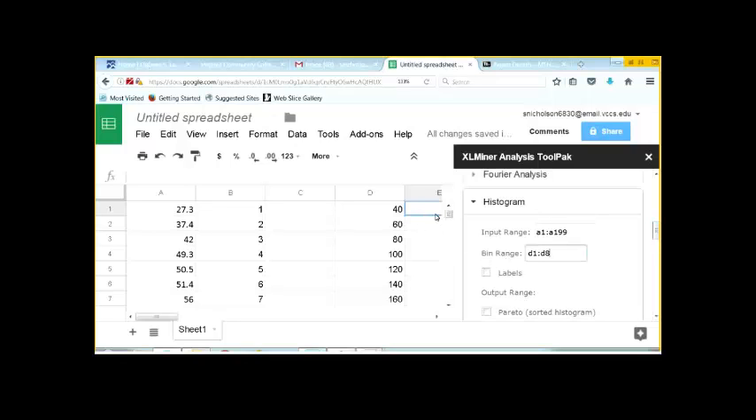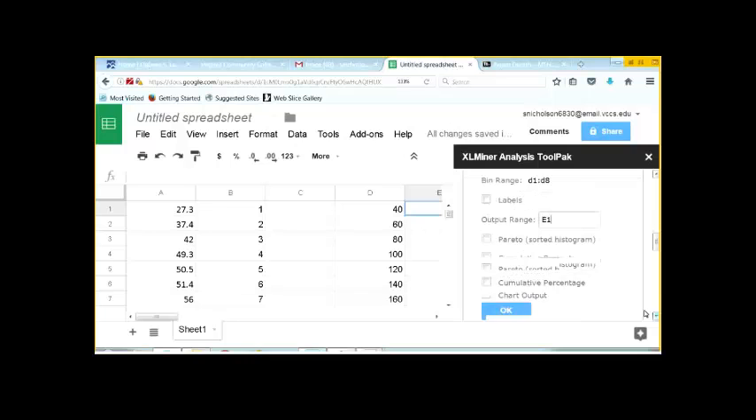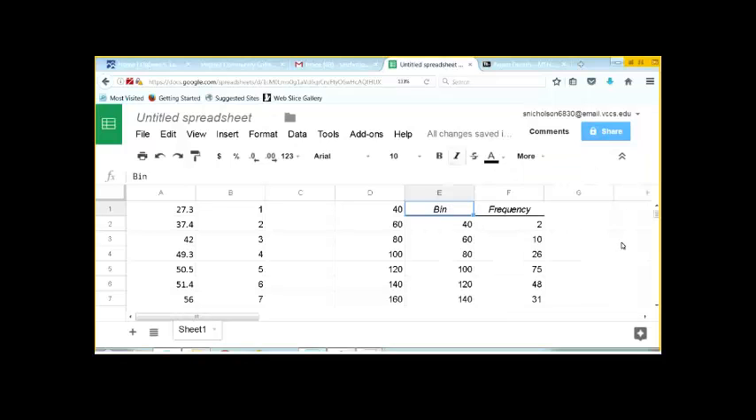My output range I'm going to put in E1, which is right here. You can actually click on that cell and then go to here, and it'll automatically put it in. That's the other way of entering it. And I'm going to create a chart output. So I've got everything I want: the output, which is the frequency distribution, and the chart output, which is the histogram. And I say OK. And I guess it's done.